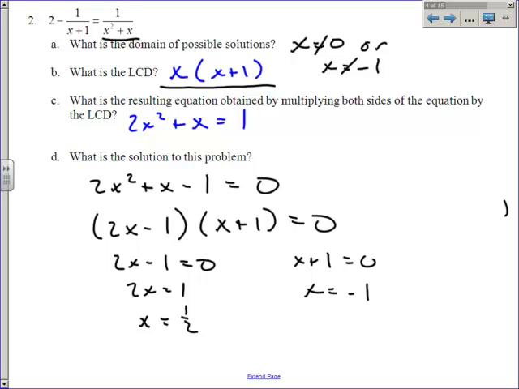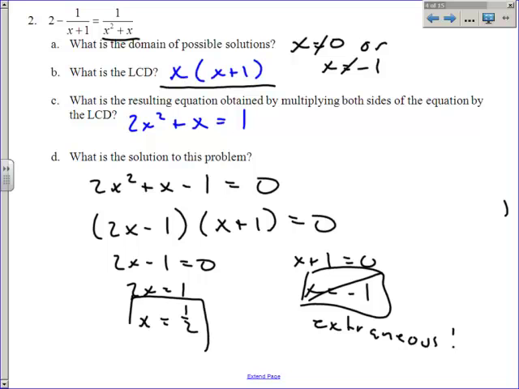Well, look, here I've got x equals -1. That's an extraneous solution. I can't use it. And so my only answer that actually works is x equal to 1/2.